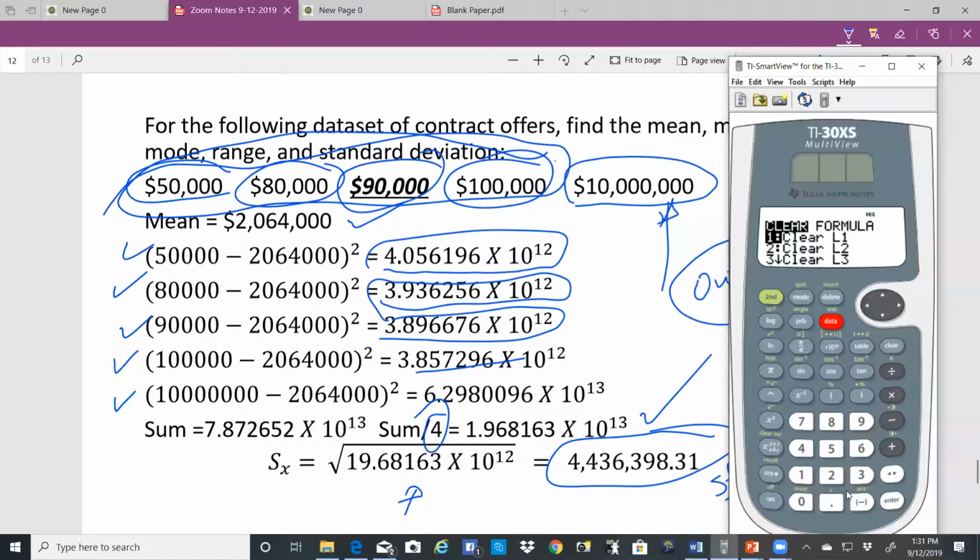I'm going to say clear L1. This has at least 3 lists in it. I just cleared L1. Now I want to clear L2. And now I want to clear L3. Now all the lists are clear. Now I'm ready to put data in.